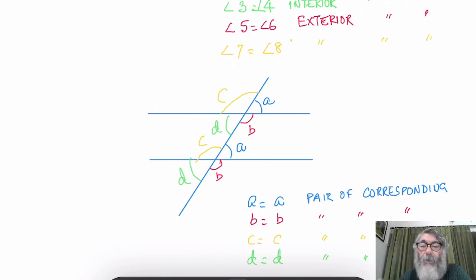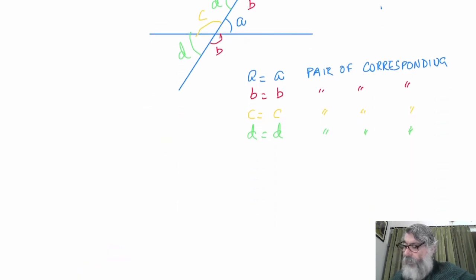So we have interior alternate angles, exterior alternate angles, and pairs of corresponding angles. Okay, now let's do the last portion. What is the last portion?